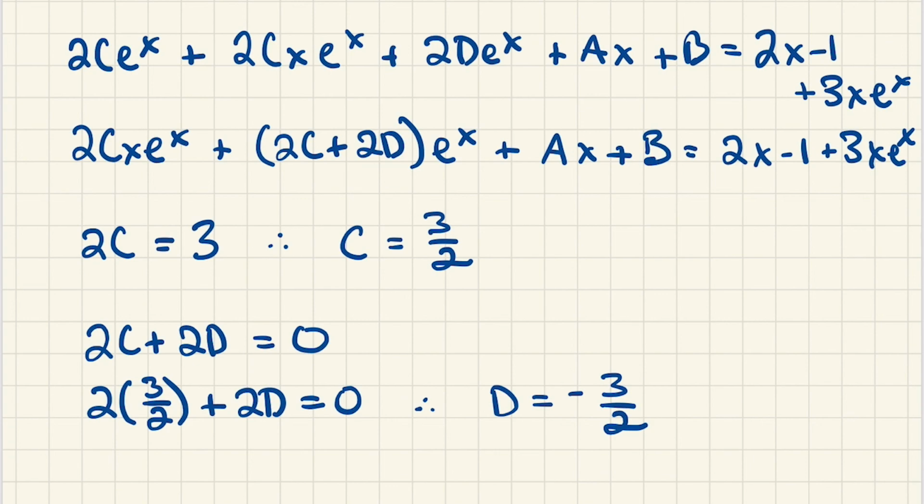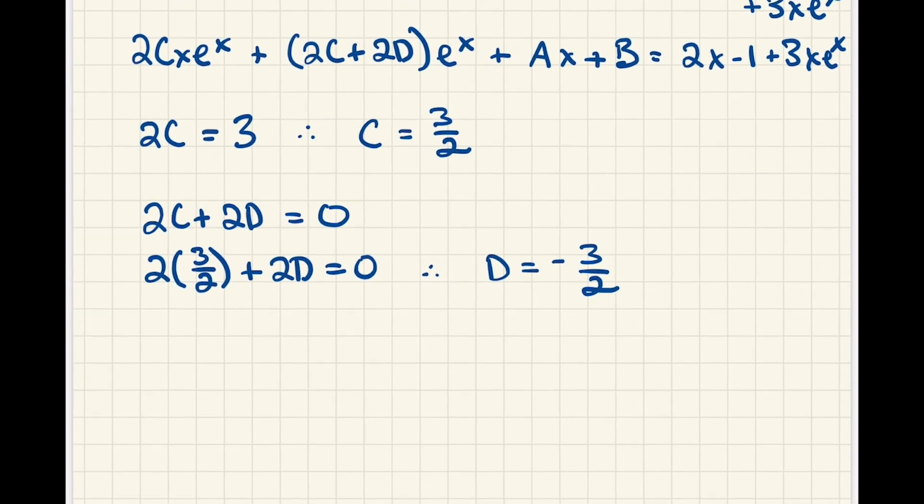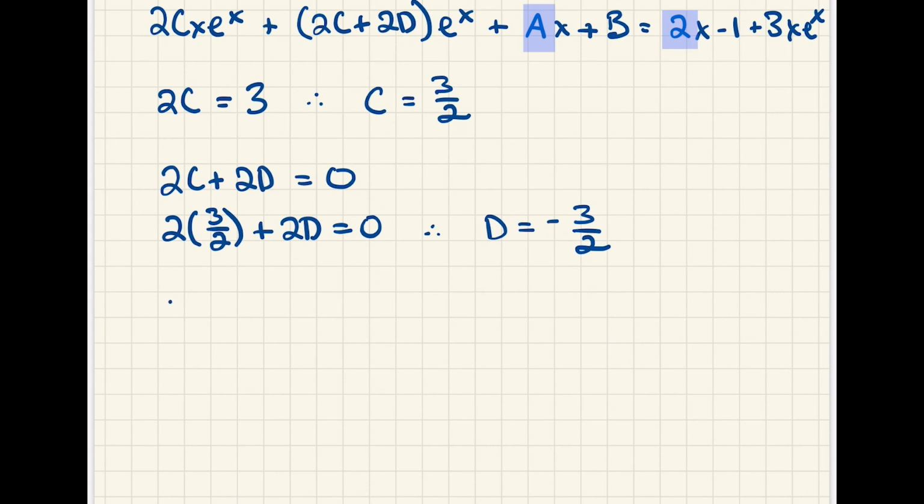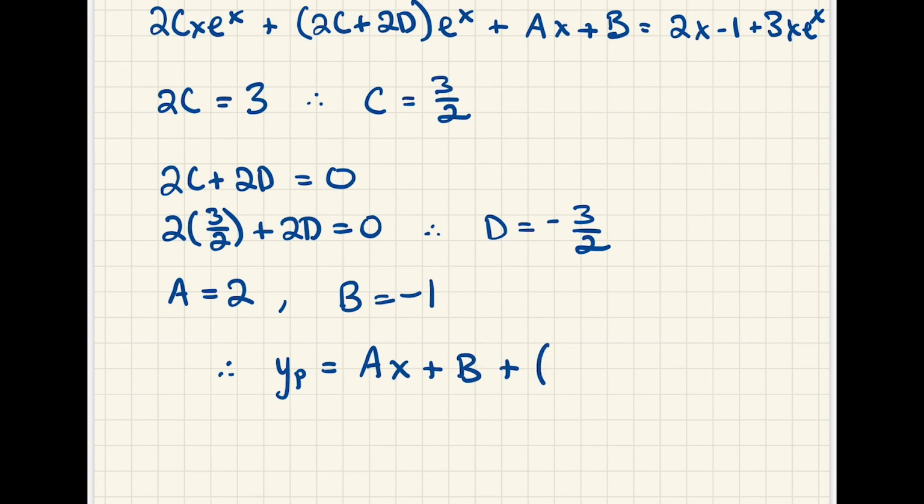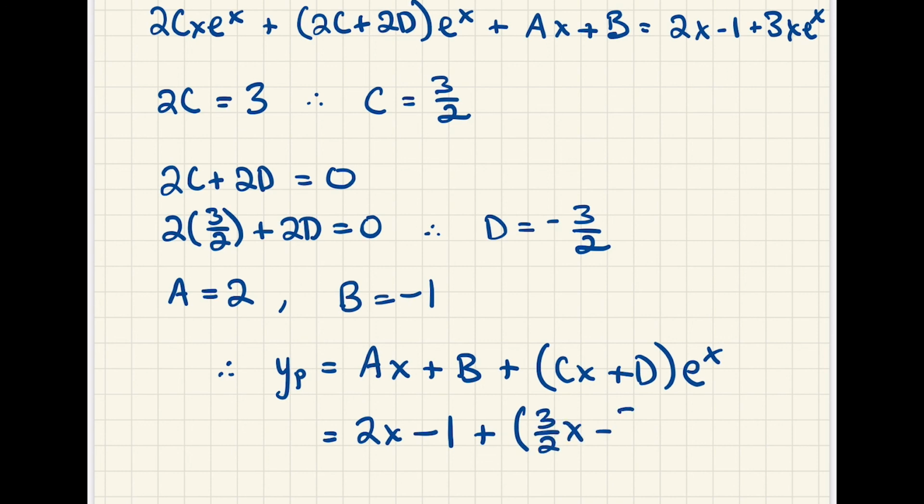So we've got c and d. And a and b are pretty easy. Look at that. We can see that a is equal to 2 right away. And we can see that b is equal to negative 1 right away. So we have all four, a, b, c, and d, which means we have our particular solution. So our particular solution, remember the form of it. It was ax plus b plus cx plus d e to the x. So this is going to be 2x minus 1 plus 3/2 x minus 3/2 e to the x.